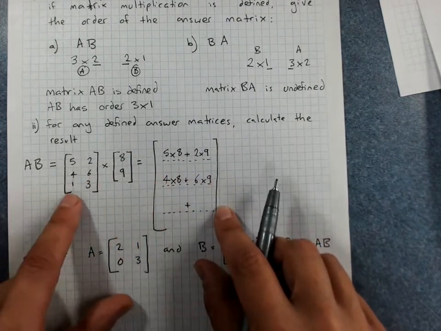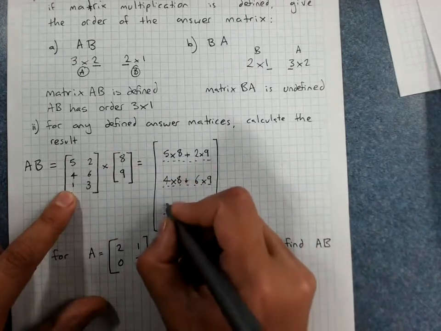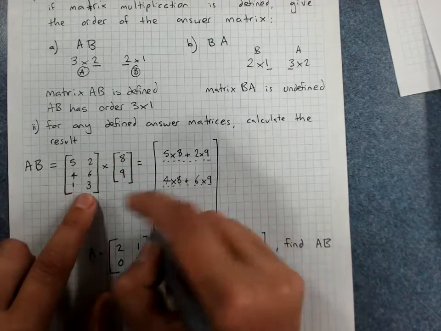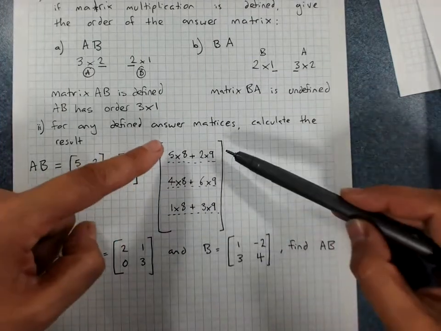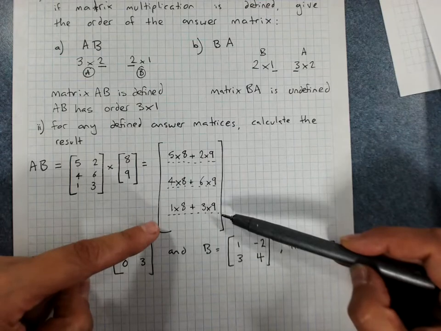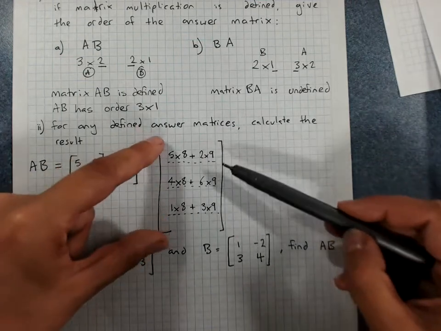Third one, third row times that column. 1 times 8, 3 times 9. So that is pretty much your working.